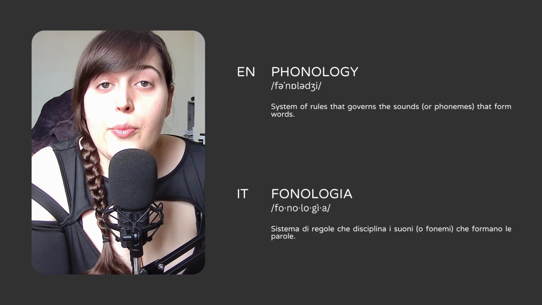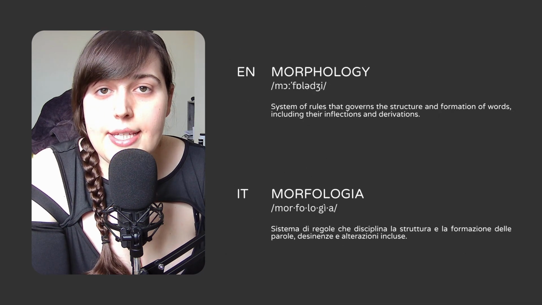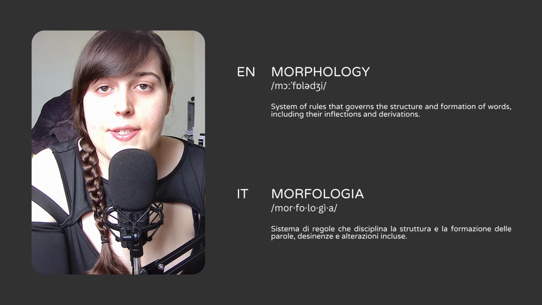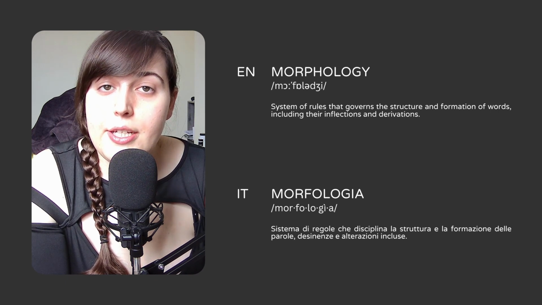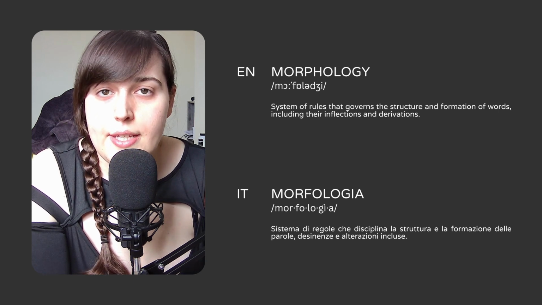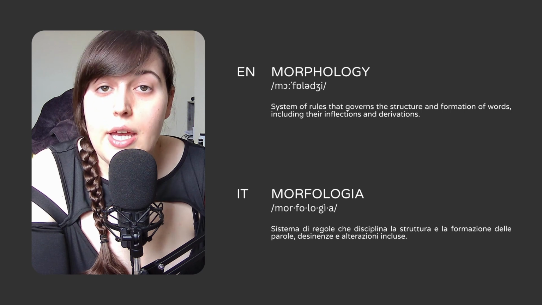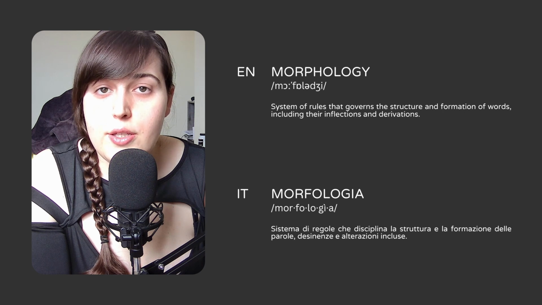Then we have morphology. Morphology, in Italian morphologia, is the system of rules that governs the structure and formation of words, including their inflection and derivations. For example, in Italian, verbs undergo conjugation to match the subject of the sentence. Thus, we'll have io parlo italiano, I speak Italian, tu parli italiano, you speak Italian, and so on.